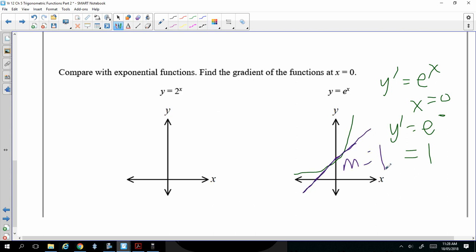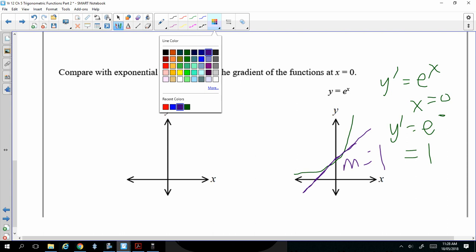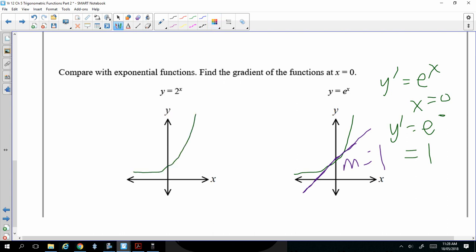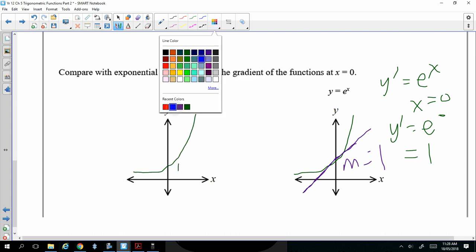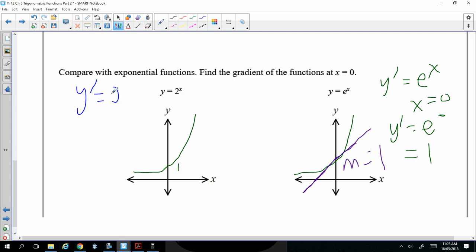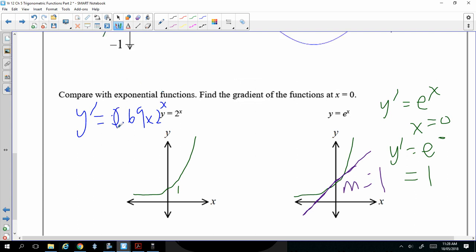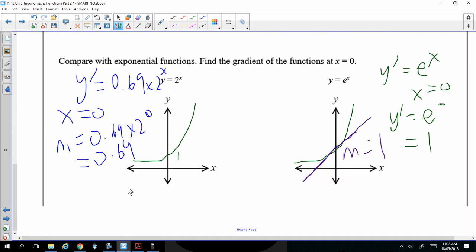Whereas for 2 to the power x, the gradient, if you differentiate 2 to the power x, is equal to 0.69 times 2 to the power x, isn't it? And if you find the gradient at x equal to 0, the gradient will be 0.69 times 2 to the power 0, which is 0.69. So the gradient is different. So very similar idea with the trigonometric functions.